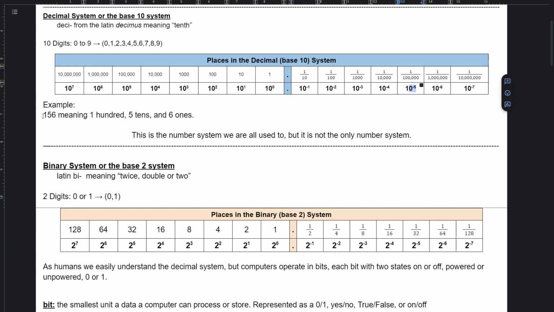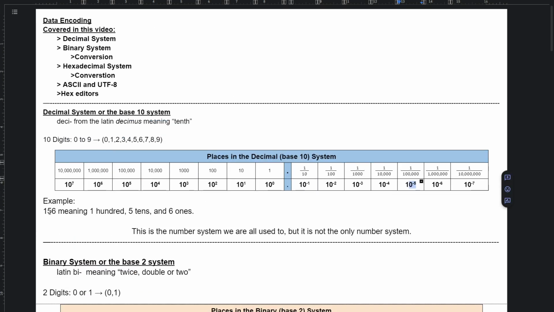So one example here, you already probably understand, this is pointless to go over, right? 156, what does it mean? Well, it's 1 100, it's 5 tens, and 6 ones. And when you put that together, we understand 156. All right, but the computer's not going to understand that as easily.